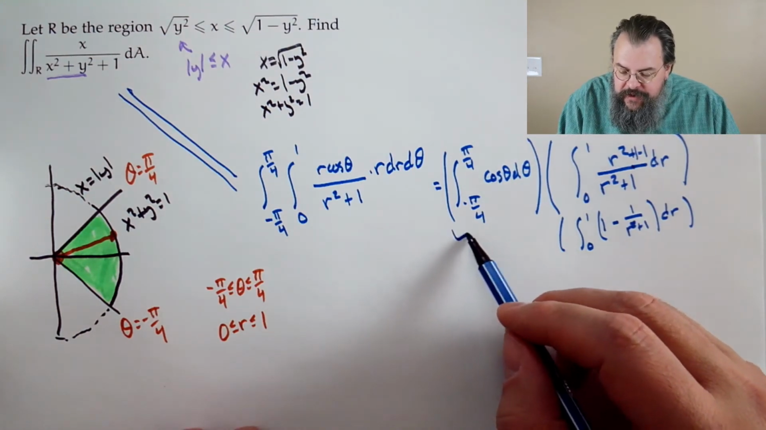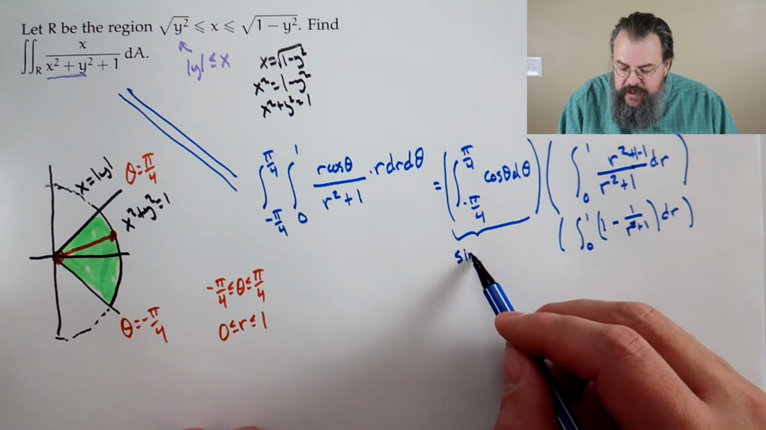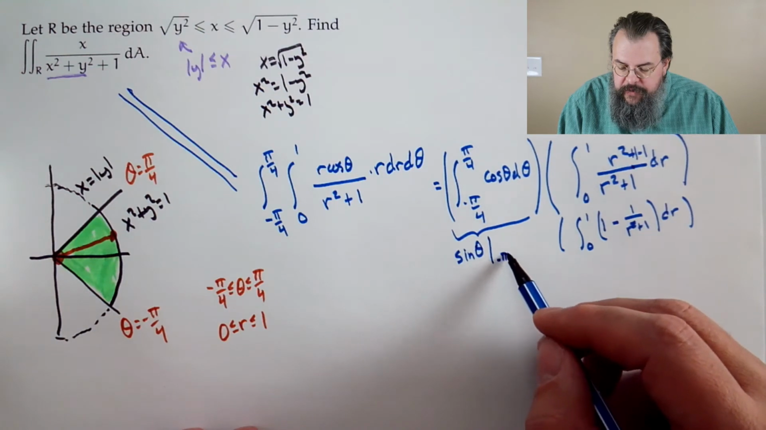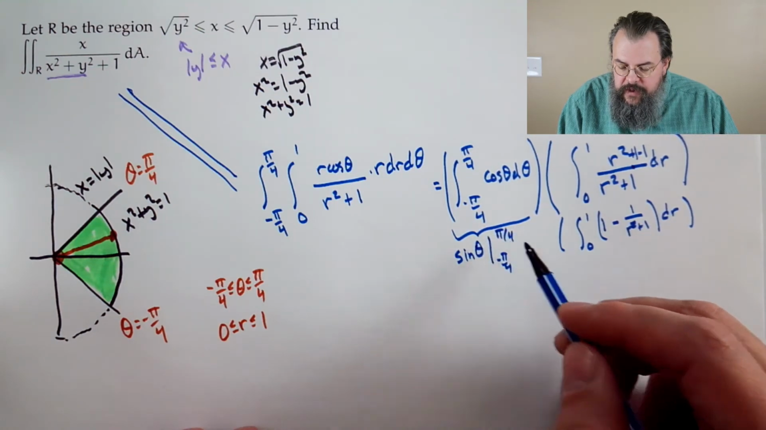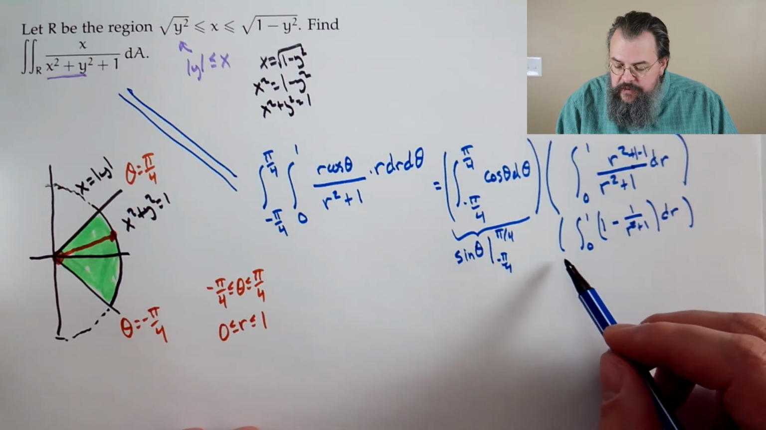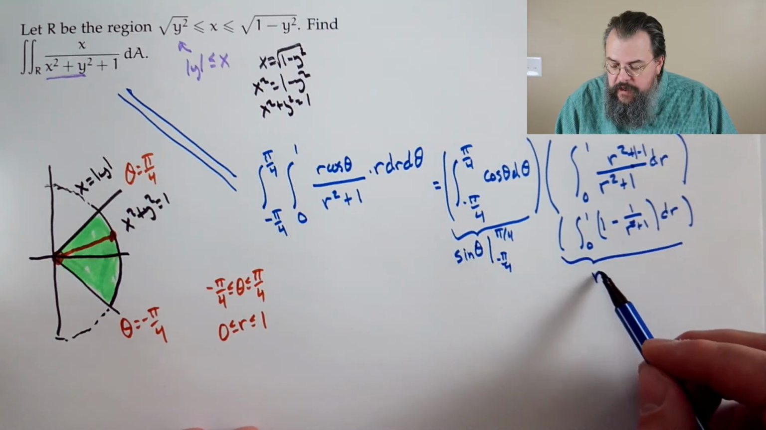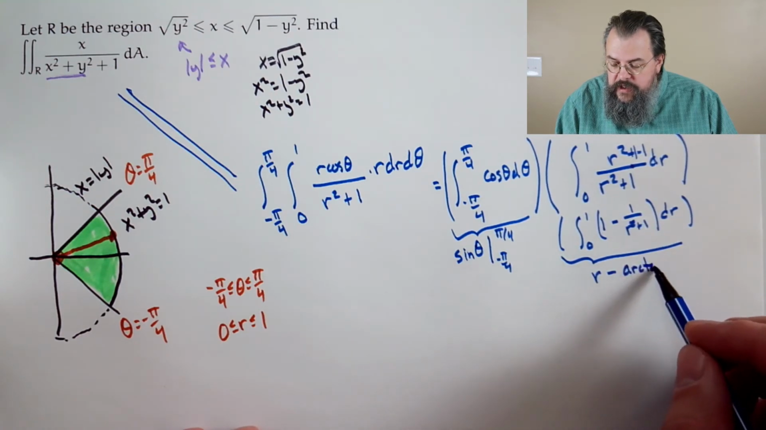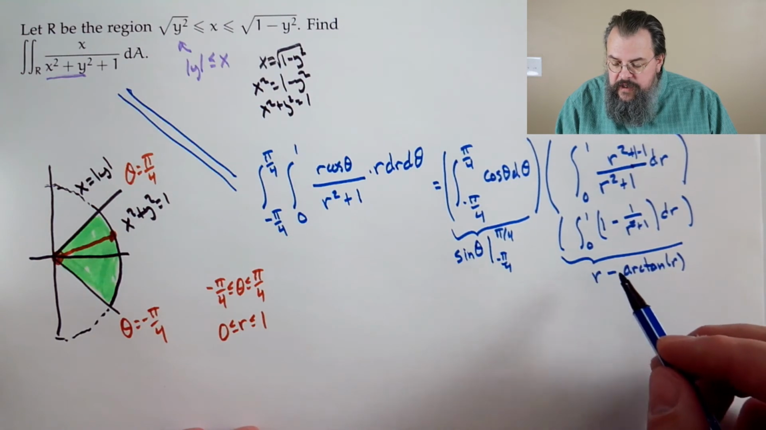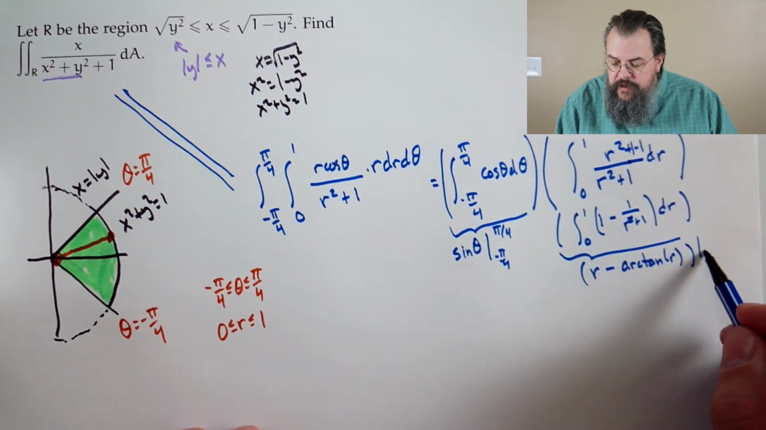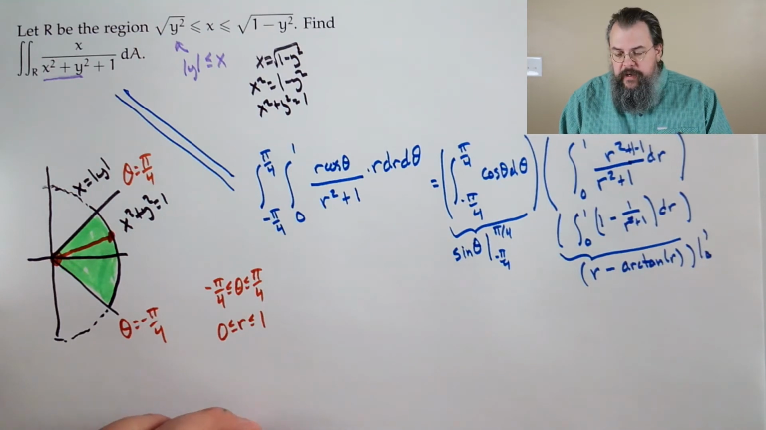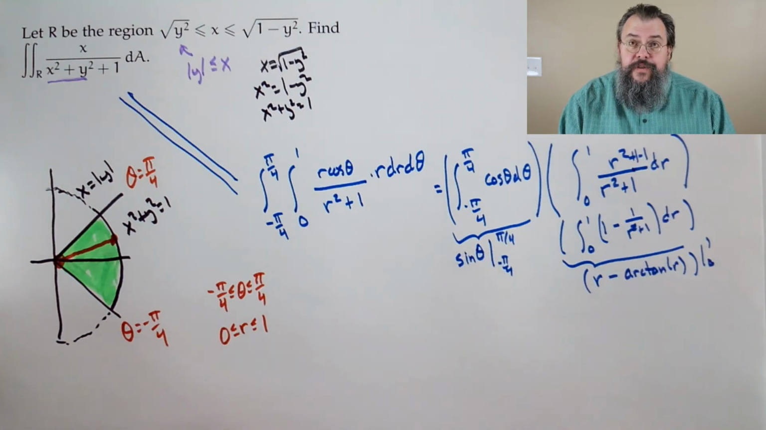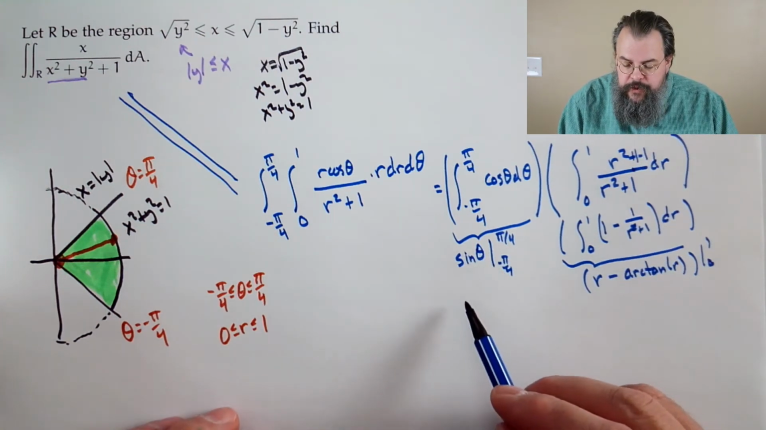All right, here we go. Let's integrate. The integral of cosine is positive sine, and we're going to go from negative pi fourths to positive pi fourths, whatever that turns out to be. And over here, in the meantime, we're going to get r, because the integral of 1 is r, minus the integral of 1 over r squared plus 1, which is arctangent. All right, good. And we're going to evaluate that from 0 up to 1. Whoops. All right. So, well, sine of pi fourths is root 2 over 2.